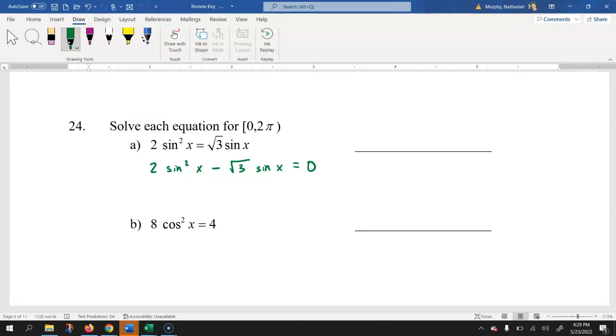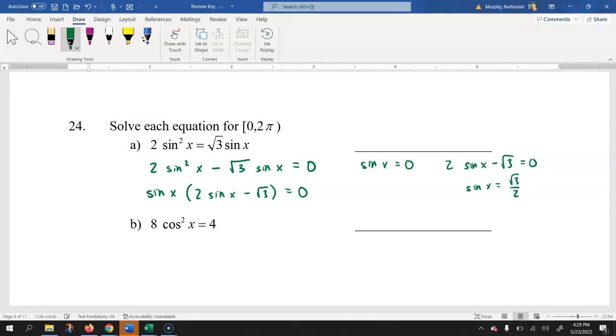And so both of these have a sine of x in common. So I'm going to factor out a sine of x. When I do that, I'm left with 2 sine of x minus square root of 3. So if I set these equal to 0 and solve them, I have sine of x equals 0. The other one, 2 sine of x minus square root of 3 equals 0. For that, I'd have to add square root of 3 to both sides and divide by 2.